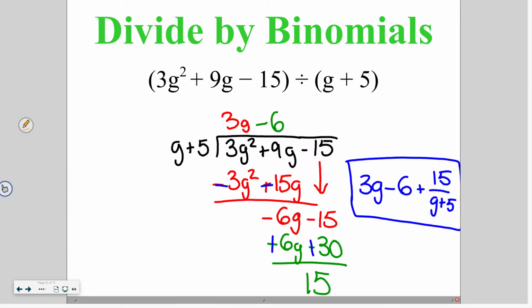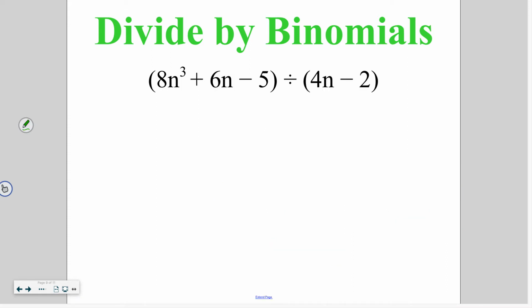So g goes in 3g times. So we've got 3g squared and 15g. When I subtract those, I get negative 6g and I bring down that negative 15. Multiplying by negative 6, I get a negative 6g and a negative 30. Subtracting those negatives turns into addition, which gives me 15 as a remainder. So I've got 3g minus 6 plus 15 over 5 plus g.